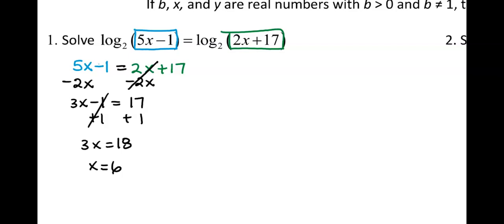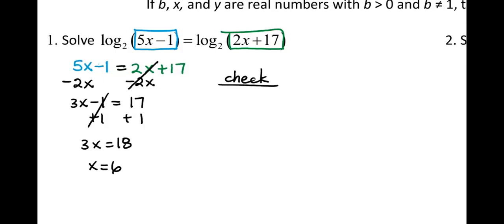And I say maybe equal to 6 because we have to make sure that our potential solution does not violate the domain of these logarithmic functions. So remember, in a previous lesson, we learned that the input to a logarithmic function must be greater than 0. So now we have to check our solution.